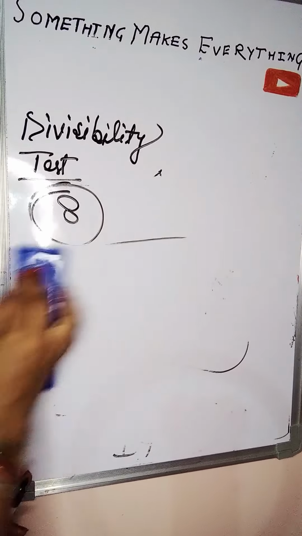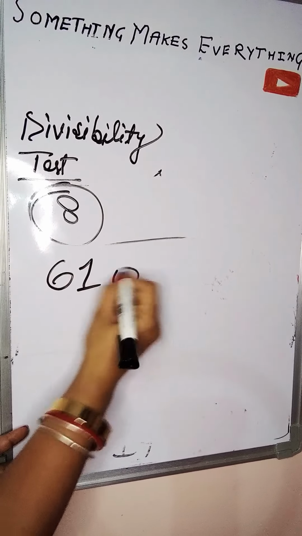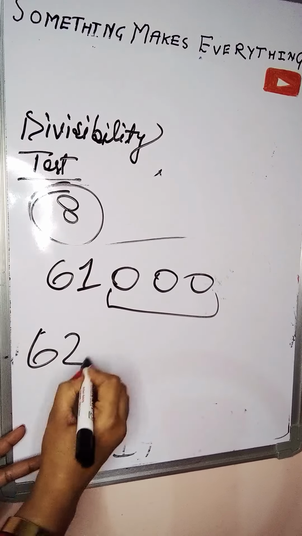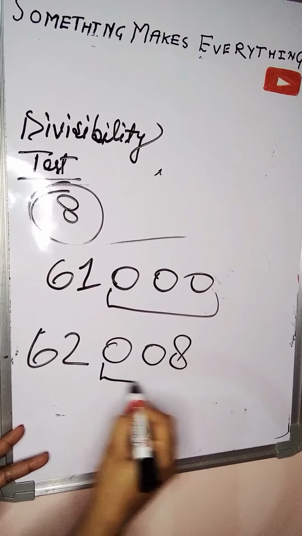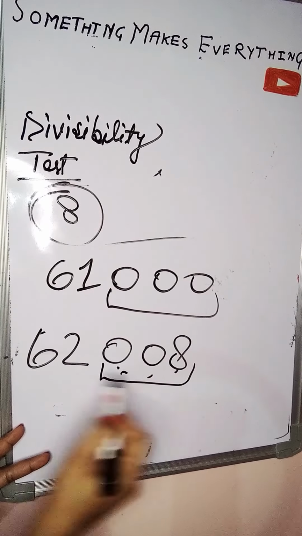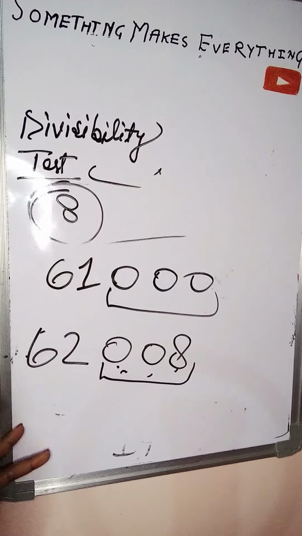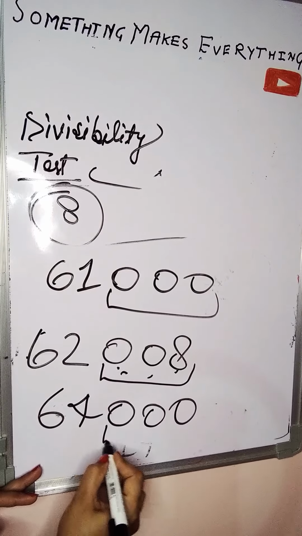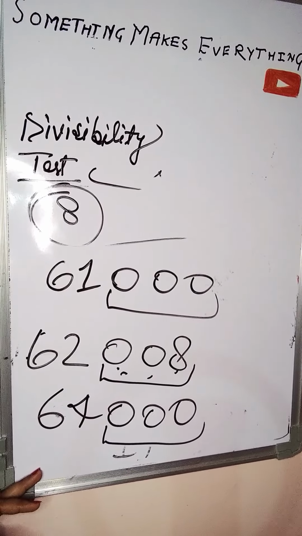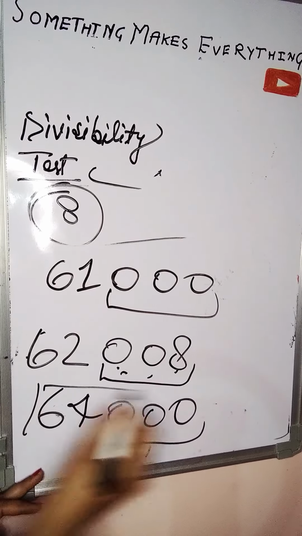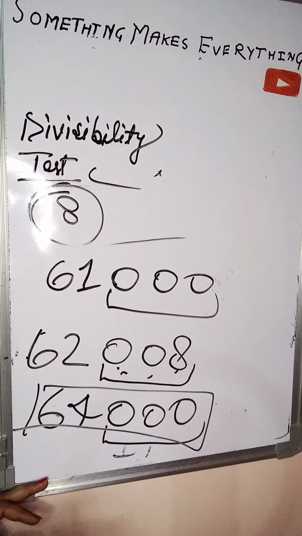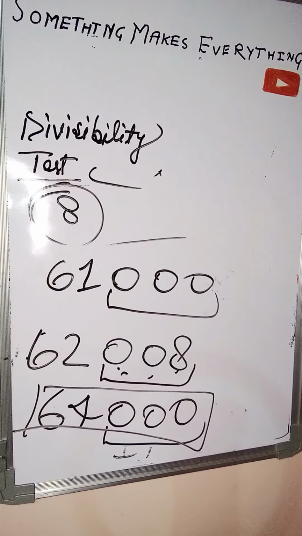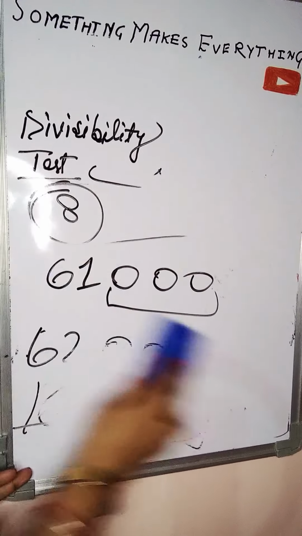For example, you can take here 61. Three zeros are there at the end of the number. Now 62008, these last three digits will be satisfying this rule for the number 8. Any number you can take here. If the last three digits are 0, this whole number is completely divisible by 8. And you will just see the last three digits, then you will automatically see the result here.